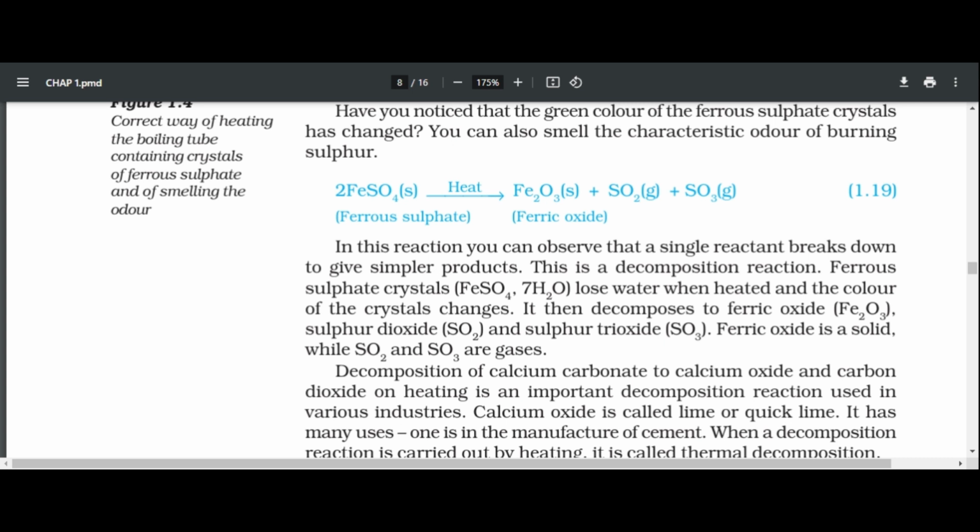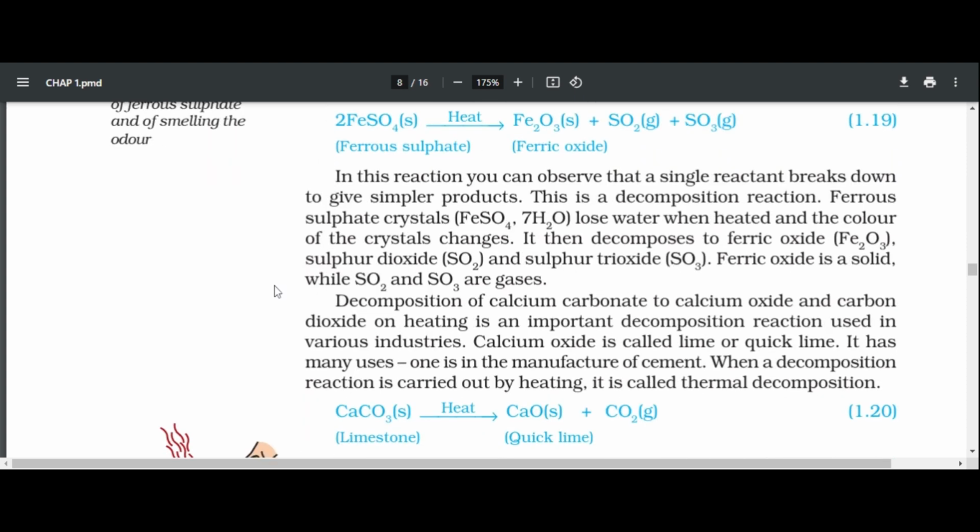2FeSO4(s), in the presence of heat, gives Fe2O3(s) + SO2(g) + SO3(g). This is equation 1.18, where ferrous sulfate gives ferric oxide. In this reaction, you can observe that a single reactant breaks down to give simpler products. This is a decomposition reaction.